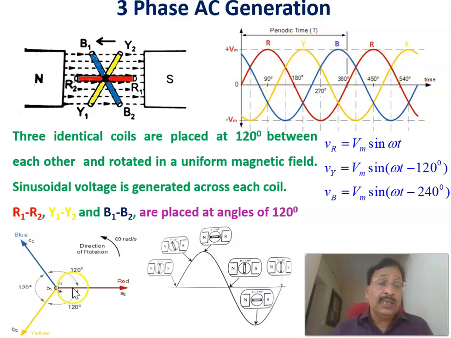It is shown vectorially here, in the phasor diagram. This is the R phase, this is the Y phase, and this is the B phase. Each one is displaced by 120 degrees. The speed of rotation decides the frequency, so this is rotating at the angular frequency. Therefore, this is a phasor diagram, and these are the equations of the three phase generated voltages: R phase, Y phase, and B phase.